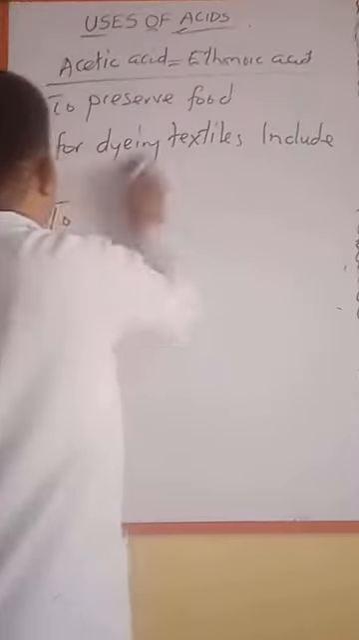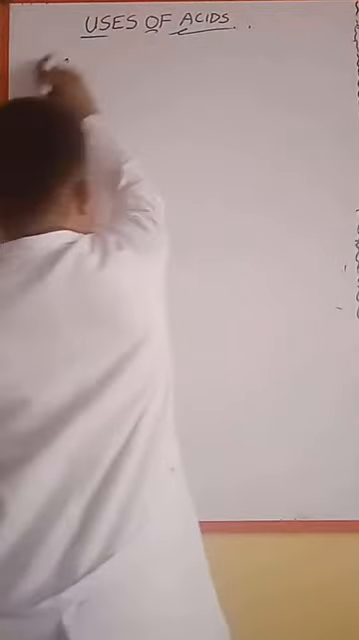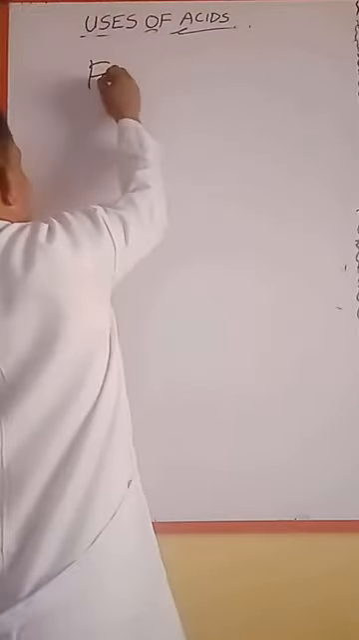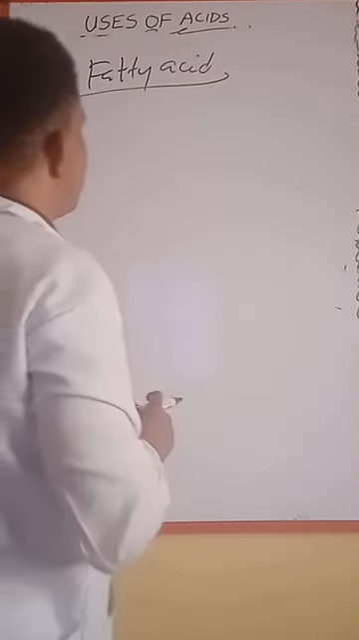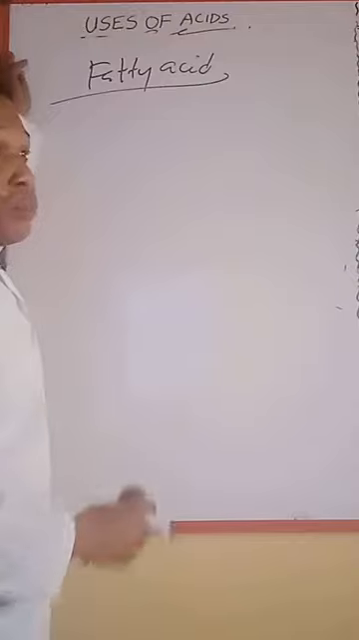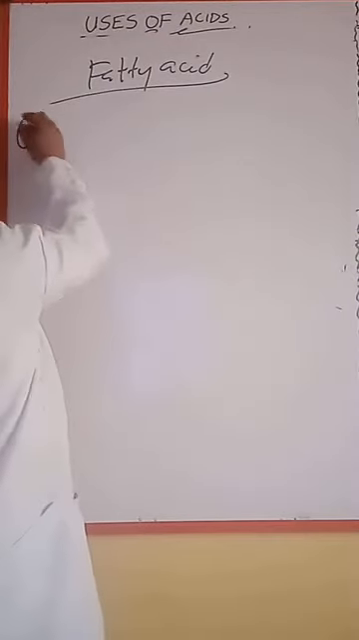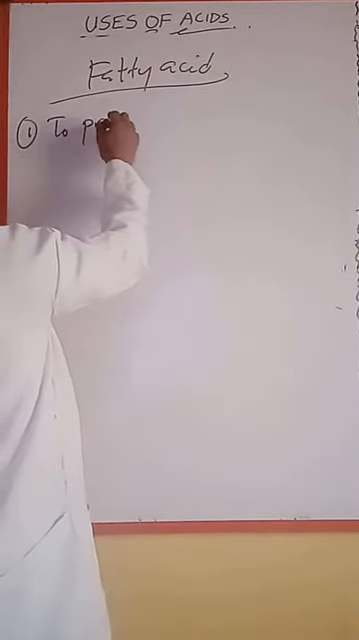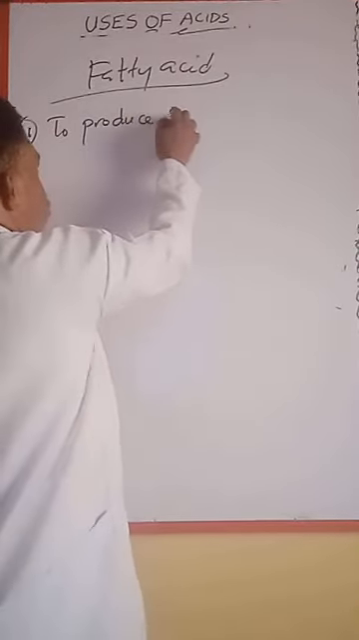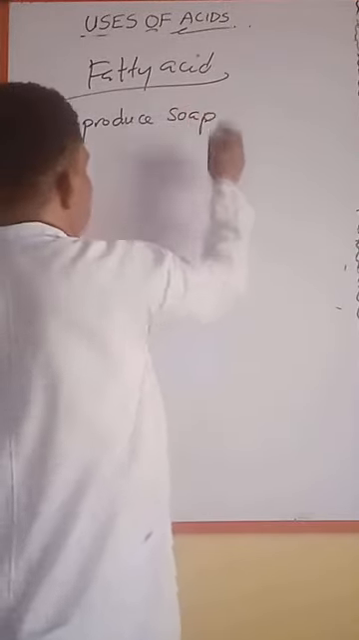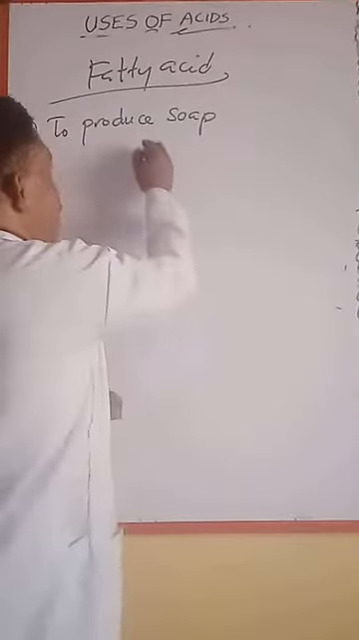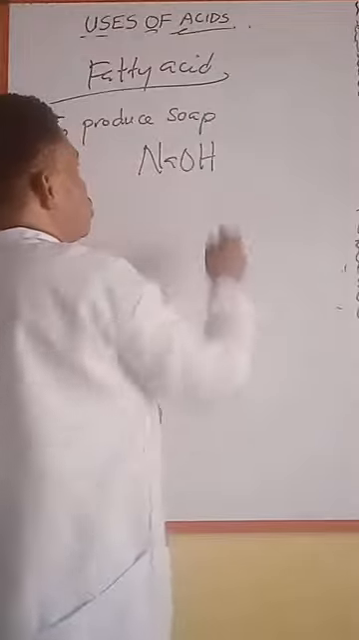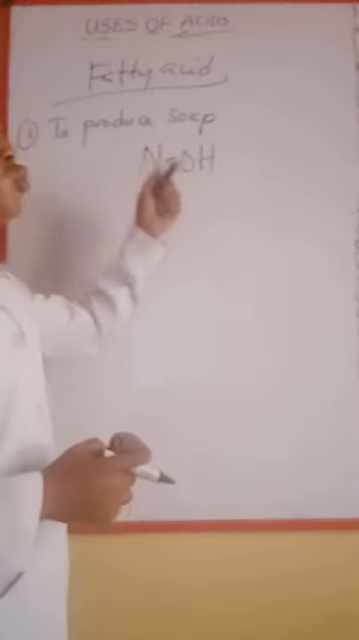Now, the last organic acid I want to talk about is fatty acid. Fatty acid is used as a raw material in the production of soap. In fact, it is used together with caustic soda, which is sodium hydroxide, to produce soap.